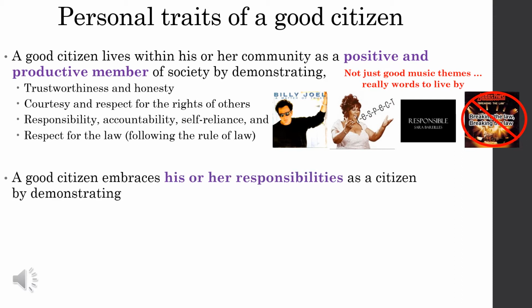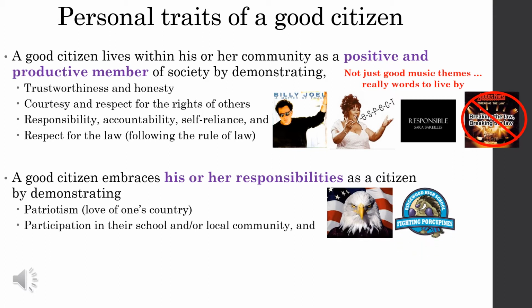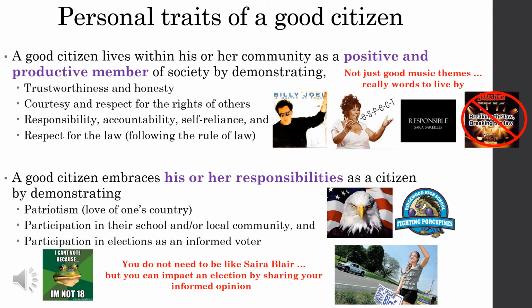Also, a good citizen embraces his or her responsibilities as a citizen by demonstrating patriotism, love for one's country, participation in your school and or local community, and participation in elections as an informed voter. This is Saria Blair, and when she ran for office for state representative in West Virginia, she was 18 years old. She won and became the youngest state representative in the United States of America. Wait a minute. I can't even vote because I'm not 18. Well, you do not need to be like Saria Blair, but you can impact an election by sharing your informed opinion. Go to the next slide.